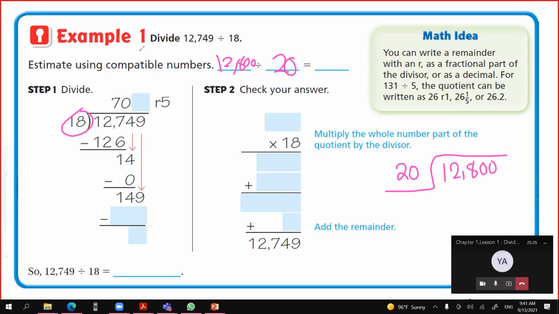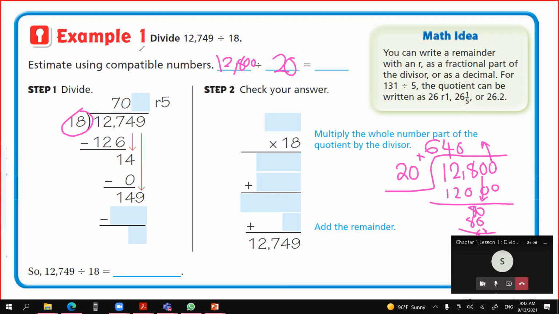So here now we have 12,800. So now let's divide it. We have 80 over 20. Then we add 0 down. So we have 4 times 20, 80, and then add 0 up. So the answer is 640. Now, why do I use the compatible numbers? In order to help me to divide the numbers as they are.